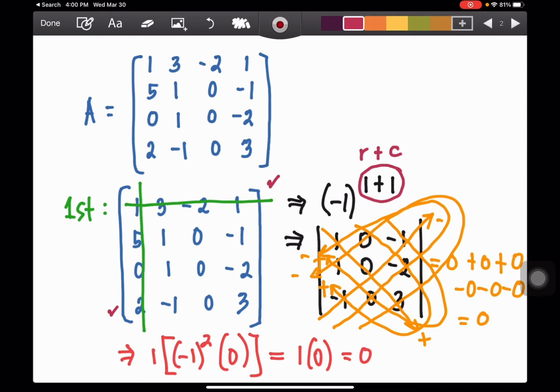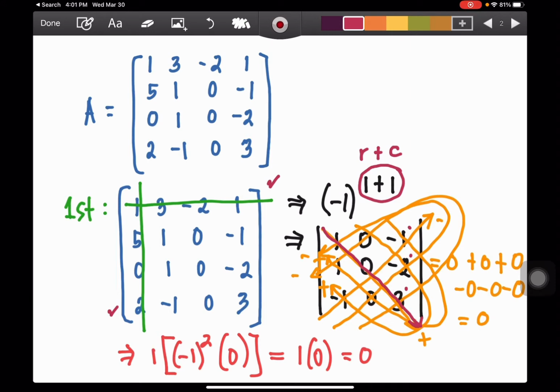Now, the next thing that we're going to do is get the determinant of the remaining numbers which were not deleted, or eliminated. So, we copy 1, 0, -1. We have 1, 0, -2. Then we have -1, 0, 3. Then the next thing that we're going to do is get the determinant, okay? So, this is now getting the determinant of a 3x3 matrix.